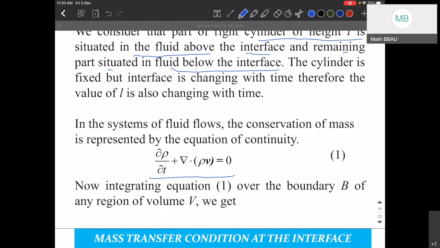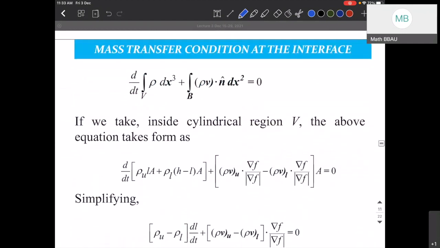Now we integrate this equation over the volume V. So we integrate rho dx cube, this is the volume element, and then use the Gauss divergence theorem, this will be the area element. This is the unit outward normal at the interface. If we take the cylinder, then the volume of the cylinder is surface area into length, total value in two parts, above the interface plus below the interface, and then the value of rho v at the interface.